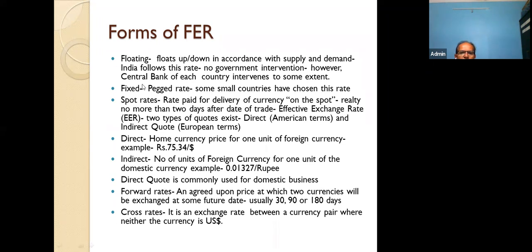Another type of foreign exchange rate is fixed. After floating, fixed. Now fixed, it is the peg rate. It is also known as the peg rate. Some small countries have chosen this rate. There are small countries who have chosen this fixed rate.